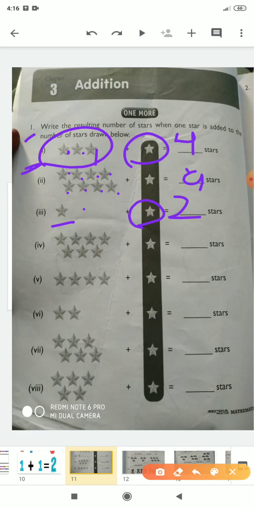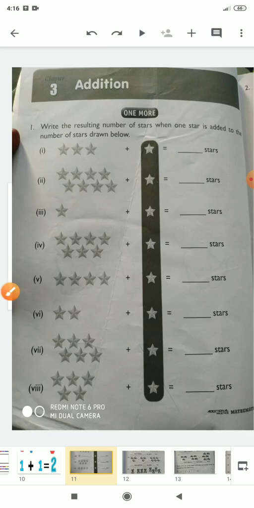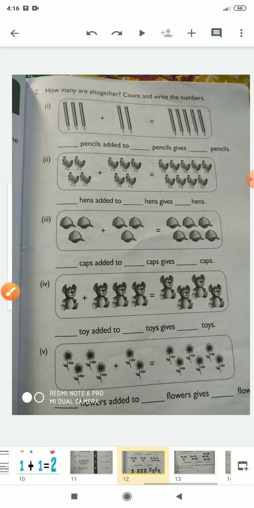Okay, you can count the first group on your fingers. Okay, then you have to count again number 1 star, then you have to count it all together, and you have to write down the answer here. Okay, now on the next page, number 2 question.